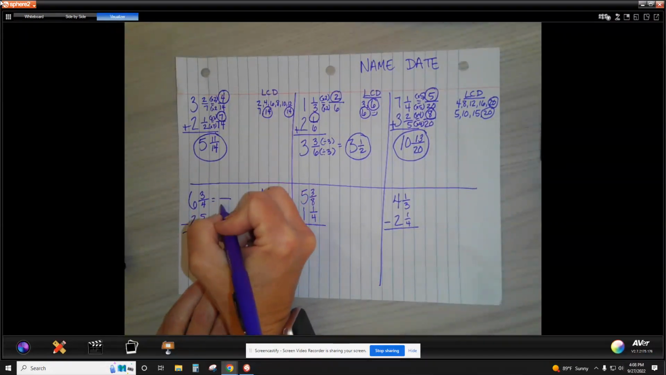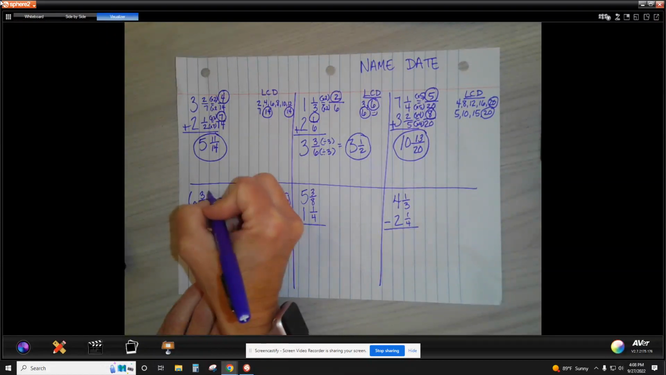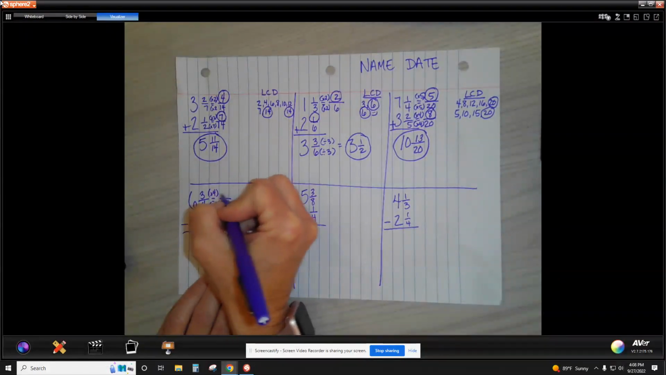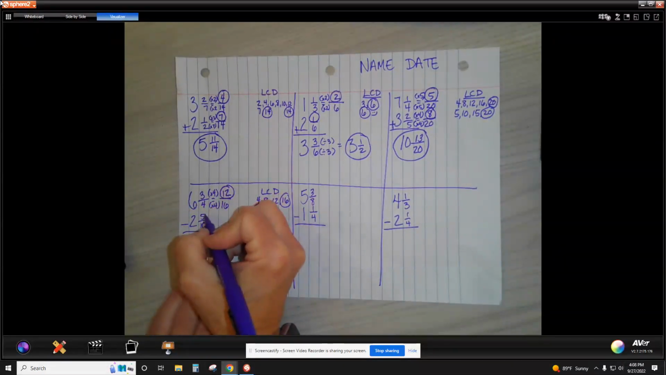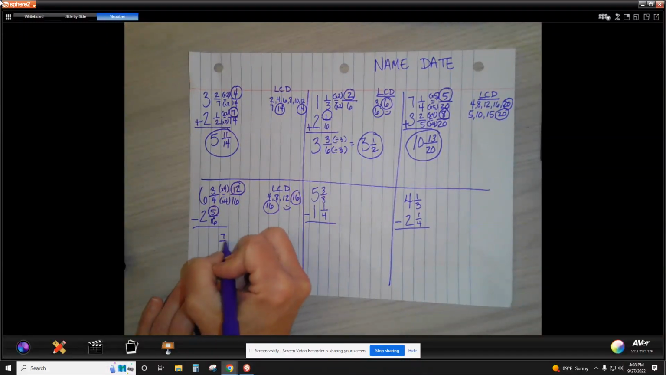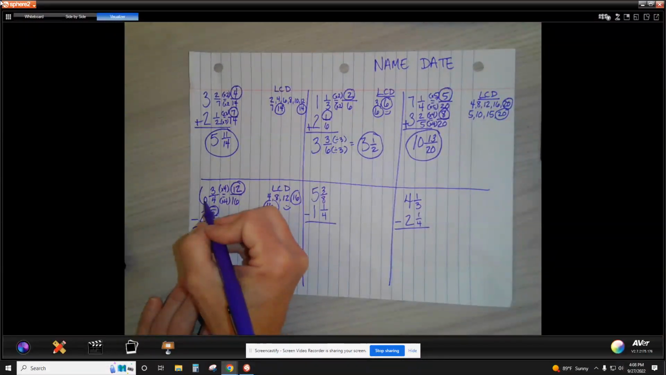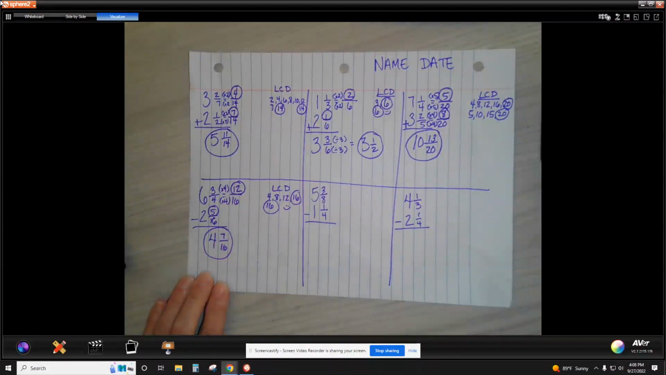I only have to change this top one. 4 times 4 is 16. 3 times 4 is 12. Now I'm subtracting 12 minus 5, and I get 7 16ths. 6 minus 2 is 4, and I'm done.